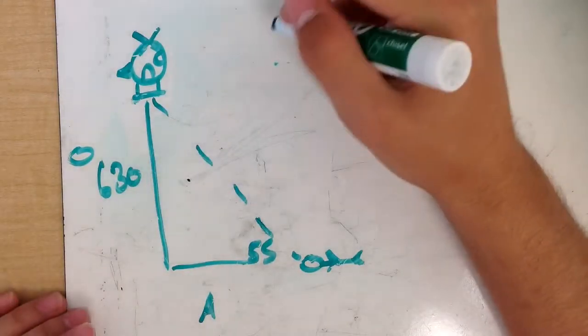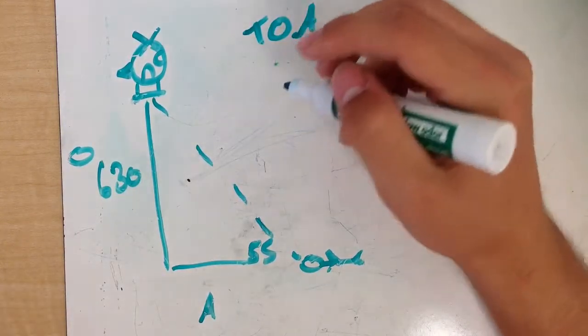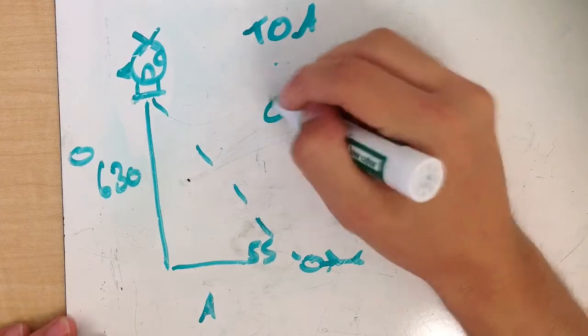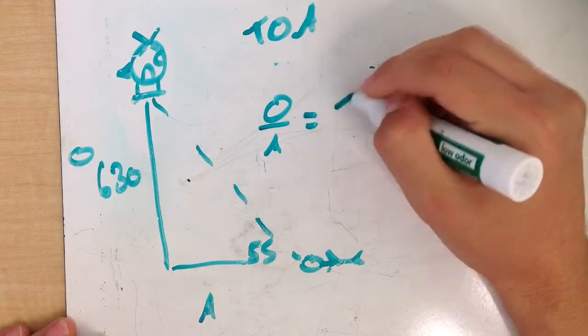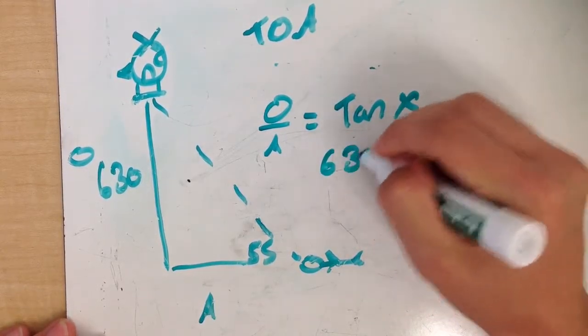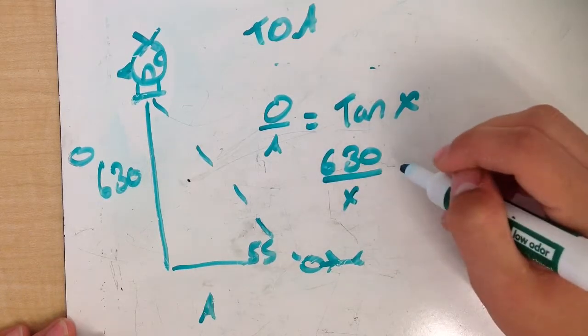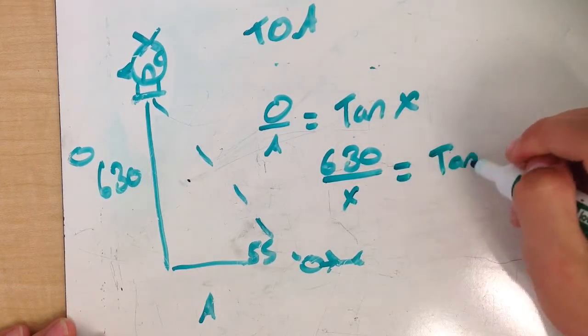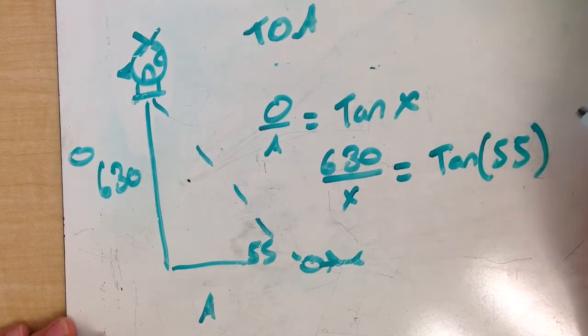For this problem, we're going to remember SOHCAHTOA, which means that we're going to put O over A equals tan x. So 630 over x equals tangent of 55.